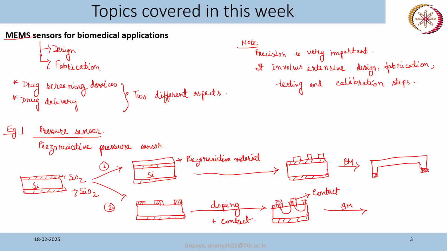My diagram is not that good, but these are the piezoresistive material where you apply the pressure and you can measure the resistance. So there needs to be some contacts or probes by which we will measure the resistance. And for this structure, the final structure after bulk micromachining will again be this kind of silicon structure.